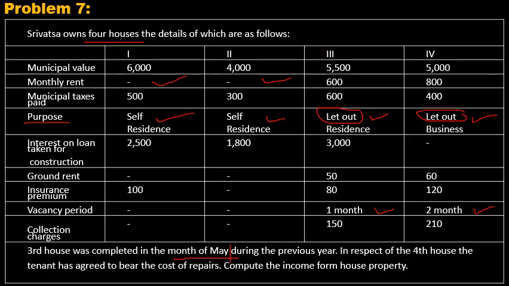In respect of fourth house, the tenant agreed to bear the cost of repairs. So that is not required. Even if the tenant bore any expenses, that is not to be considered for our calculation, because here we are calculating the income for the owner, not from a tenant's point of view. So therefore that is not required. So compute the income from house property. Let us calculate one by one.